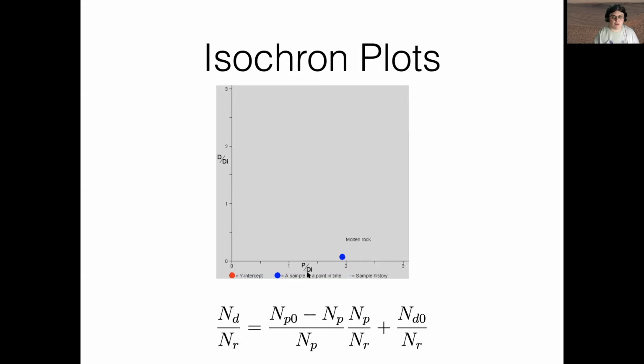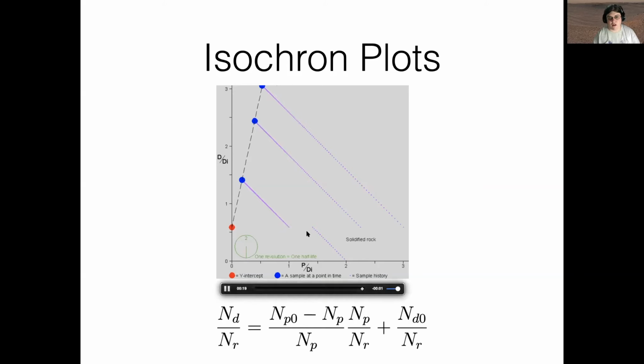So we're going to start with molten rock. And we have the radioactive decay, so we go from less parent and more daughter. And then when the rock solidifies, it has different parts. When the rock solidifies, the parent and the daughter are chemically different. So different minerals in the rock will have different ratios of parent to daughter, or parent to reference isotopes, since the daughter and the reference are chemically the same.